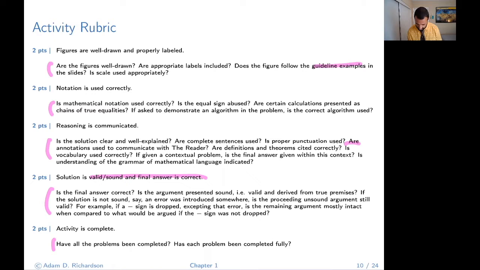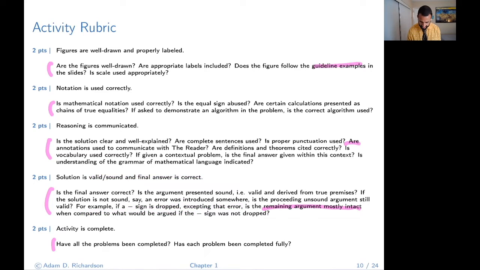And I'll look for that. So for example, if a negative sign is dropped and I ignore just that error, is the rest of the argument mostly intact? If I were to compare it to what would be argued if you didn't drop that sign, would it basically be the same except for that negative sign? If that's the case, then you can get partial credit for that. There's a difference between soundness and validity, and I'm looking for both. But just because your argument is not sound, it doesn't mean that you just get 0 points, right?